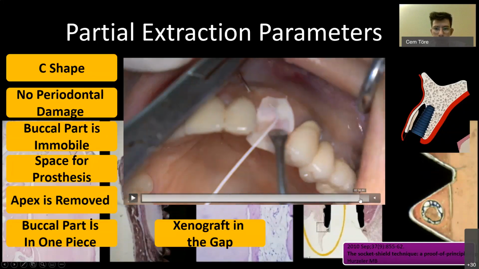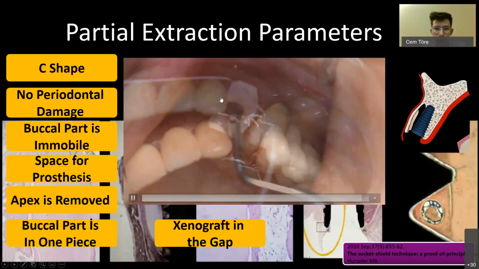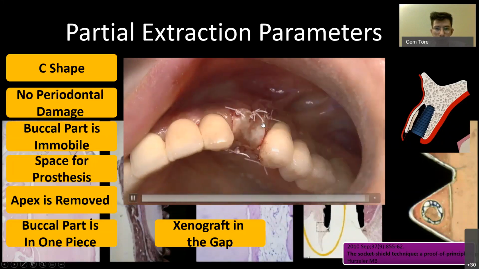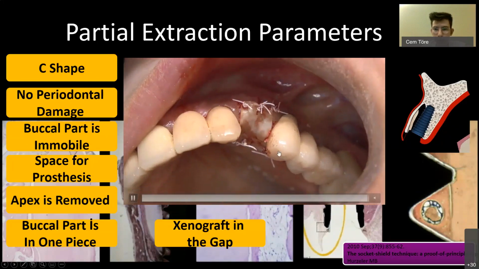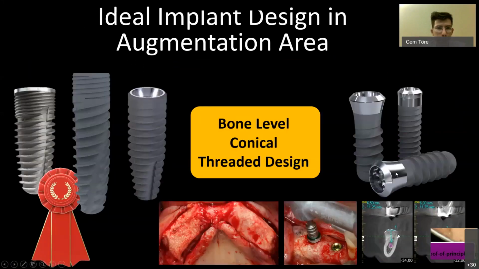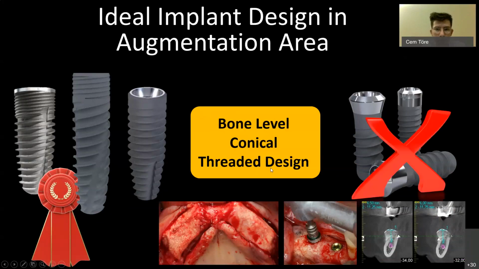We are closing the area, suturing. This is a PTFE suture, very preferable if you have it. The same idea, the same principles for the area where we are applying the partial extraction. Bone level implants, conical design with threads on the aggressive side. So prefer these types of implants, not these with machine surfaces or cylindrical designs.